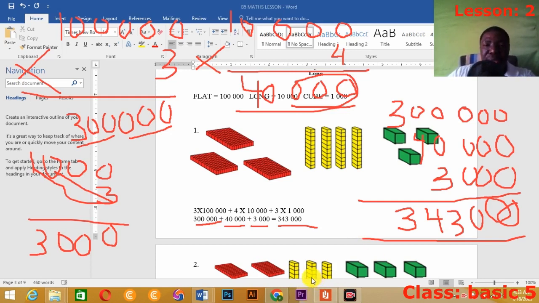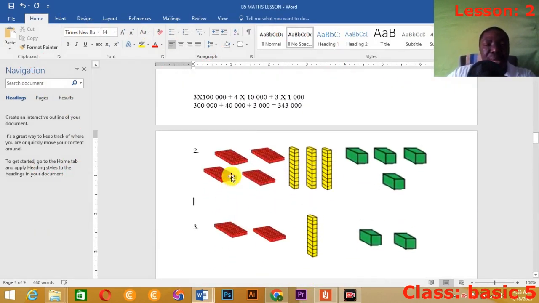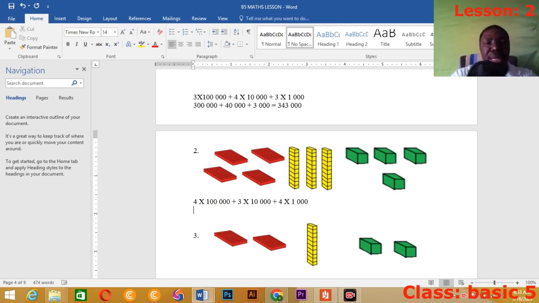Very good. So let's go to the next one. Let's go to the next multi block. So how many do we have here? 1, 2, 3, 4. So 4 times 100,000 plus, how many do we have for the long? 3. 3 times 10,000 plus, how many do we have there? The cube. 1, 2, 3, 4. 4 cubes. Okay, so 4 times 1,000. Then we have 400,000. That's 4 times 100,000 gives you 400,000.